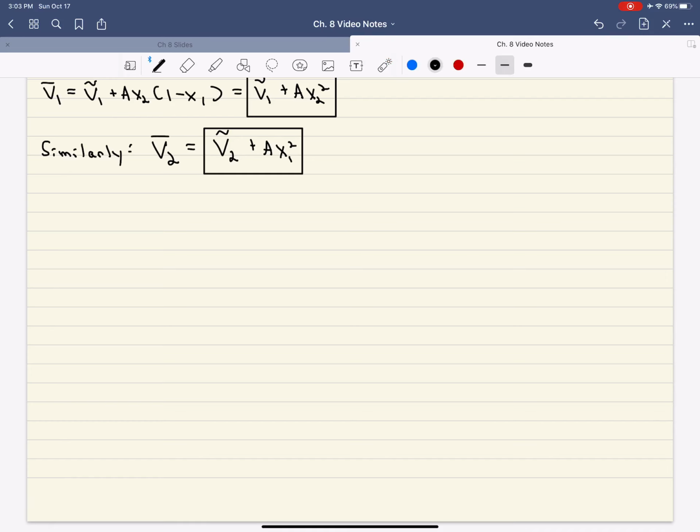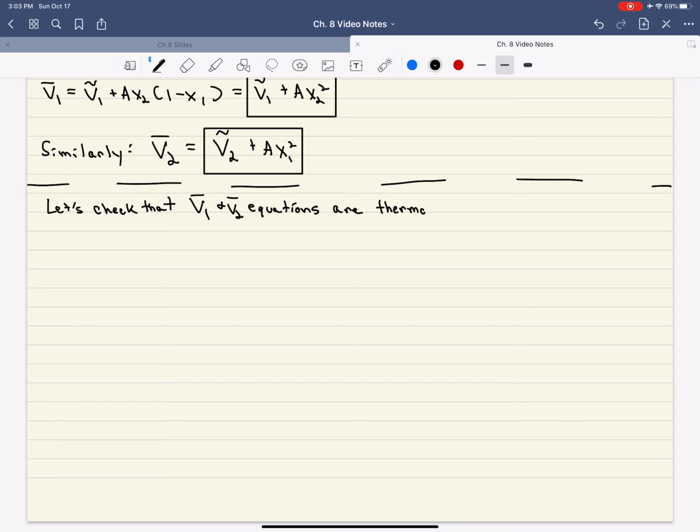All right, and so now that we got these equations for V1 and V2, we need to make sure that they make thermodynamic sense. So let's check that the V1 and V2 equations are thermodynamically consistent. And so we're going to do three things to make sure they're thermodynamically consistent, and the models need to pass all three tests.